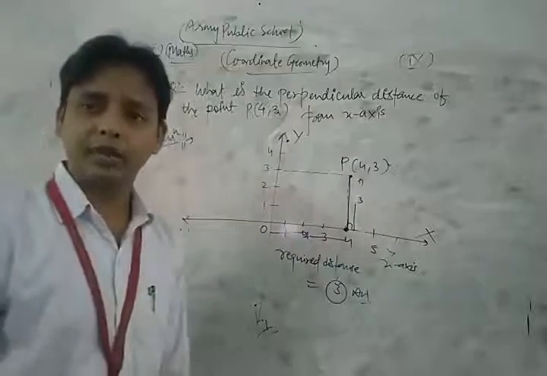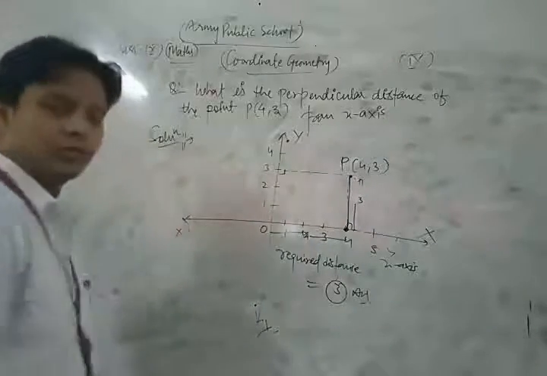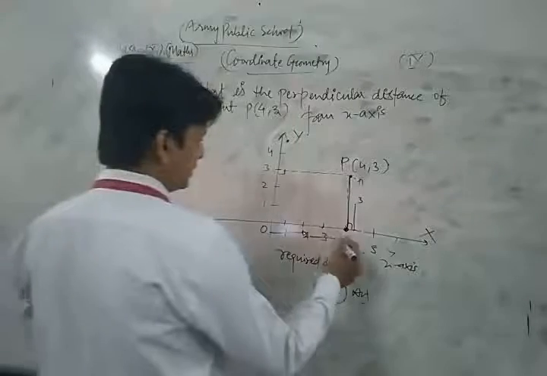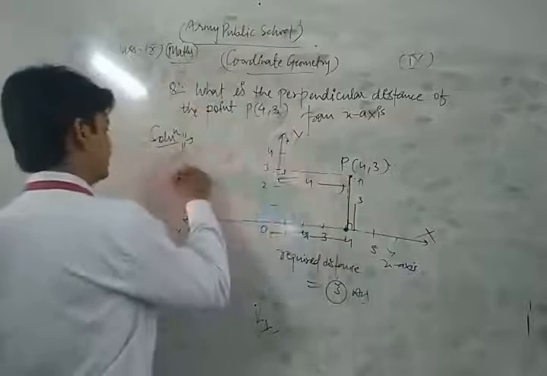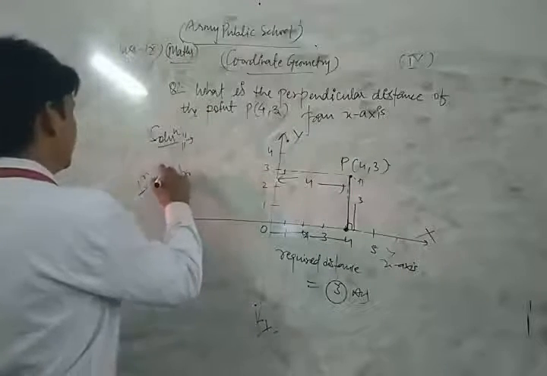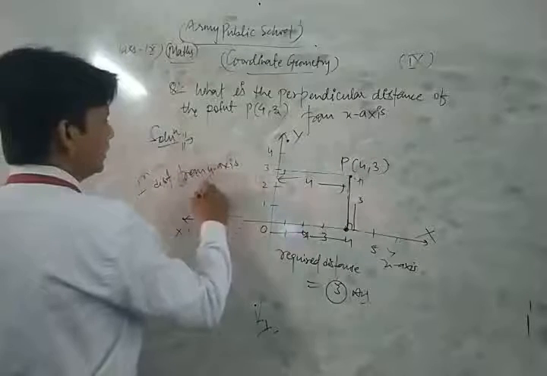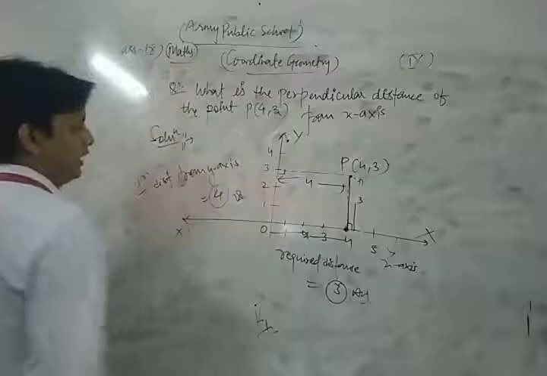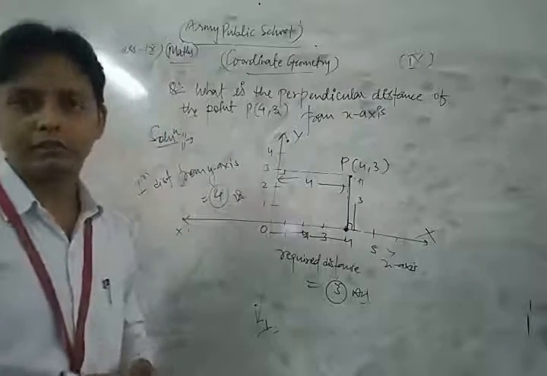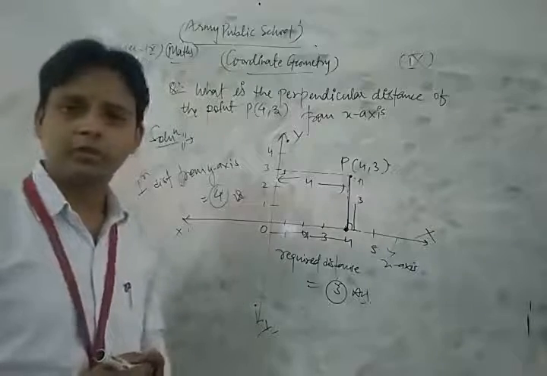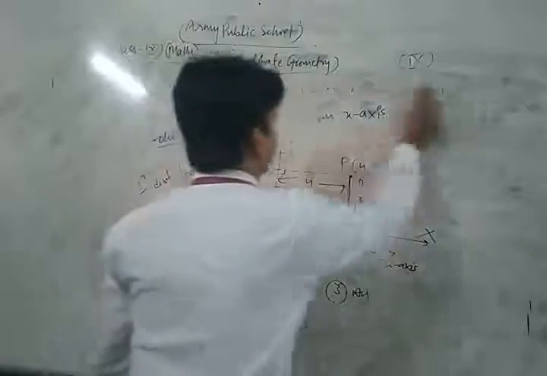Suppose we find the perpendicular distance of that point from the y-axis, then what is your answer? In that condition our answer is 4. So the perpendicular distance of this point from the y-axis is 4. Thus, dear student, in this way you can solve each and every question of your NCERT exercise based on this topic. Now we take and solve some other important questions based on this topic.